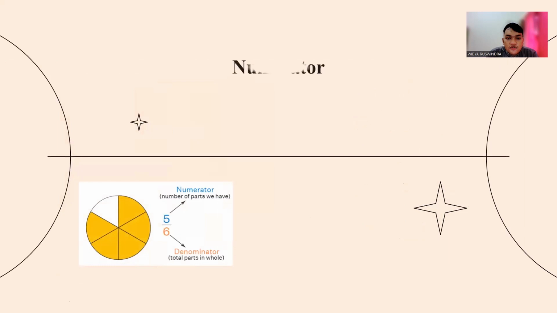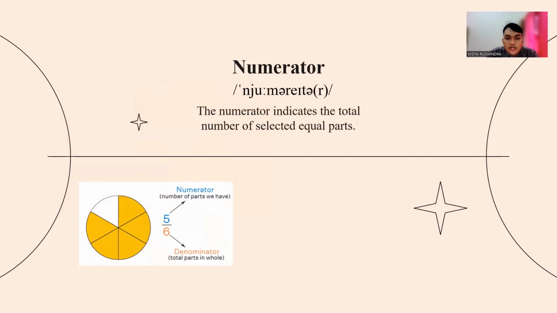Okay, next vocabulary is numerator. Pronunciation is numerator. The numerator indicates the total number of selected equal parts. For example, 5 per 6, and 5 is the numerator.